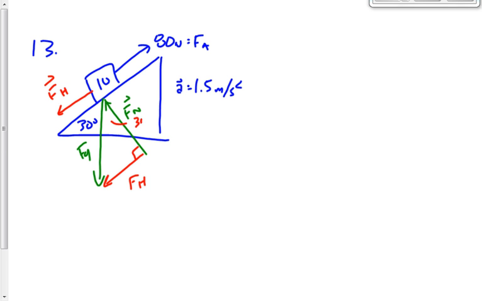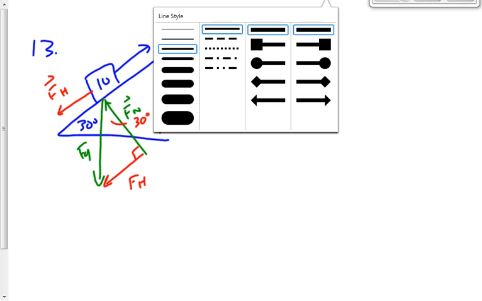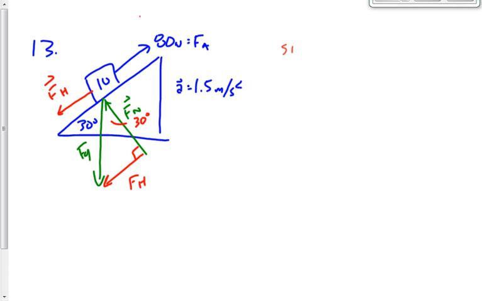Let's label that angle right in here, 30 degrees. Let's get the value of FH. Okay, you're not sure where to go with it? Get the value of FH. Sine 30 degrees is equal to opposite over hypotenuse, and the hypotenuse is 10 times 9.81. Multiply those together, we get 49.05 newtons.